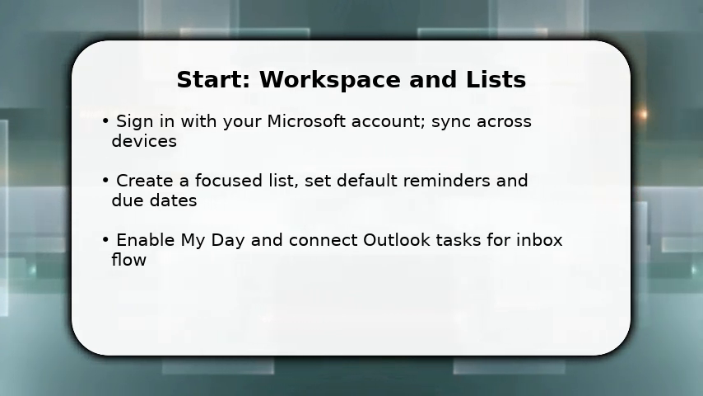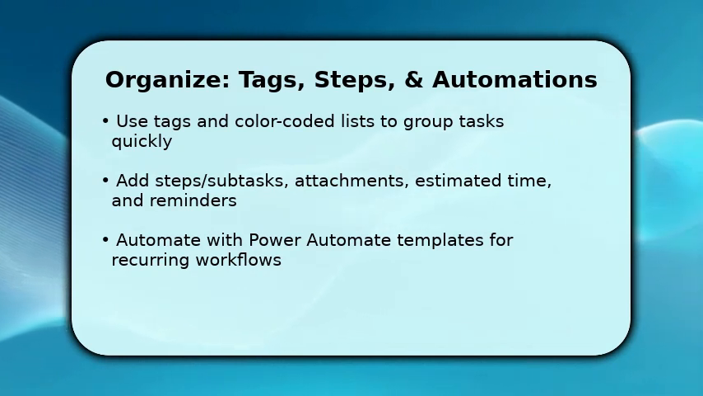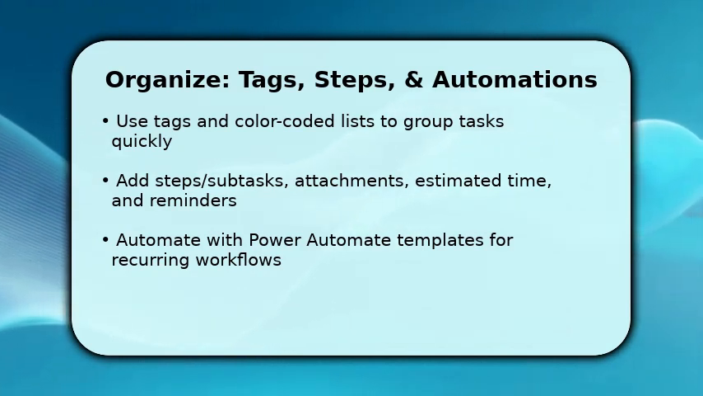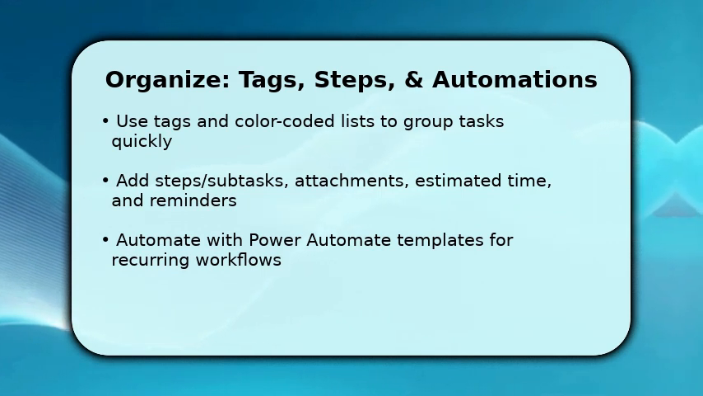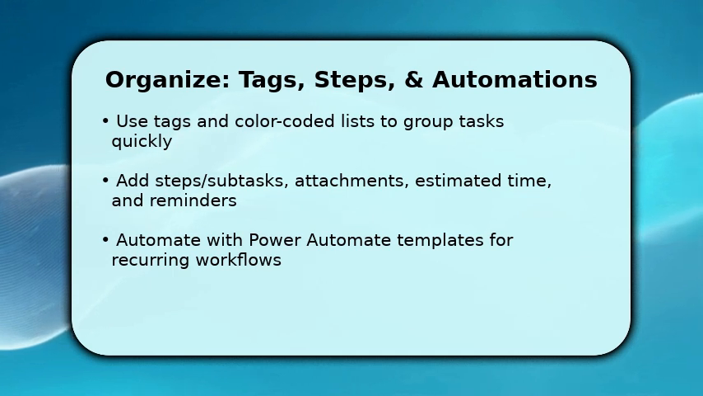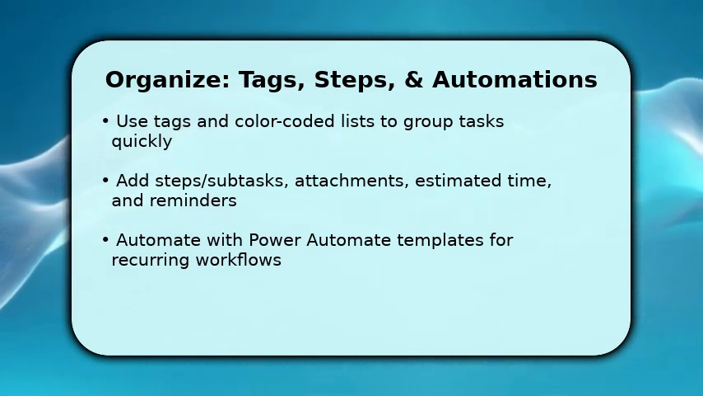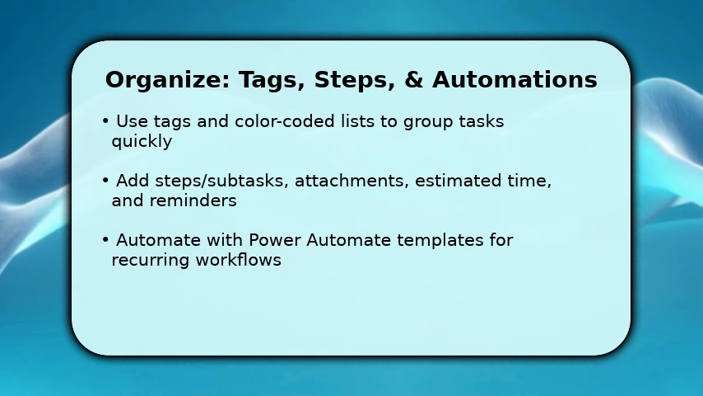Next, you build structure. Tag, subdivide, and automate. Use color-coded lists and tags to group tasks by context, project, or priority so you can filter instantly. Add steps for multi-part tasks, attach files or links, and include estimated time to plan realistic days. Once done, set up recurring tasks and connect Power Automate templates to create tasks from emails or calendar events. This saves repeated manual entry and ensures consistency across.